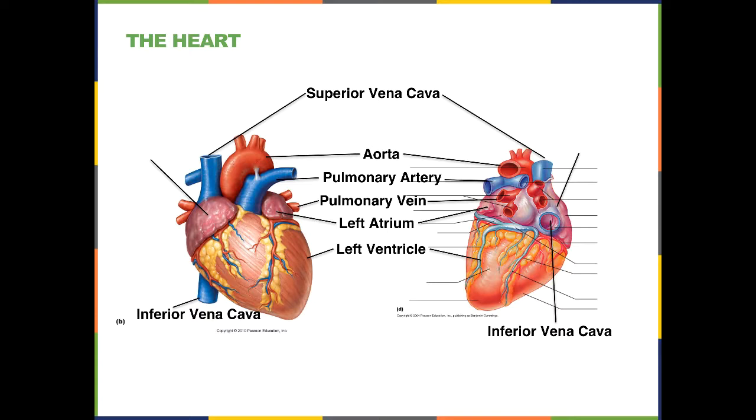This area, if you look on the left, you see that it's on the top part on the right side of the heart. If you look at the diagram on the right, it's on the top and the inferior vena cava is coming into it. This is the right atrium. And so these are the various structures that we can see from the surface of the heart.